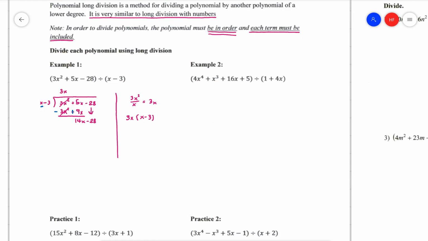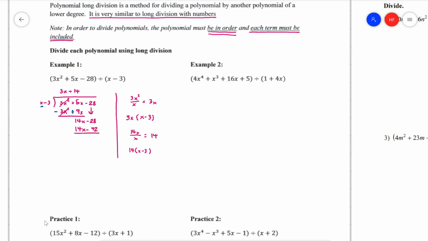Now we'll do the same thing, but with 14x. So 14x divided by x. 14 divided by 1 is 14. X divided by x is 1. So we have plus, since it's positive, 14. And then we'll take 14 and multiply it by x minus 3. So 14 times x is 14x. 14 times negative 3 is negative 42.